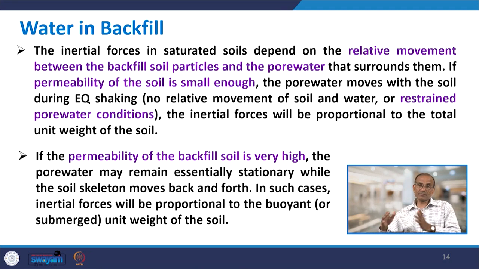So, if the unit weight of the soil is more, you can expect the inertial force will be large, and this is because it is due to the weight of the soil, so it is expected. If the permeability of the backfill soil is very high, the pore water may remain essentially stationary because it may not be restrained, while the soil skeleton moves back and forth. In such cases, inertial forces will be proportional to the buoyant, or submerged, unit weight of the soil.